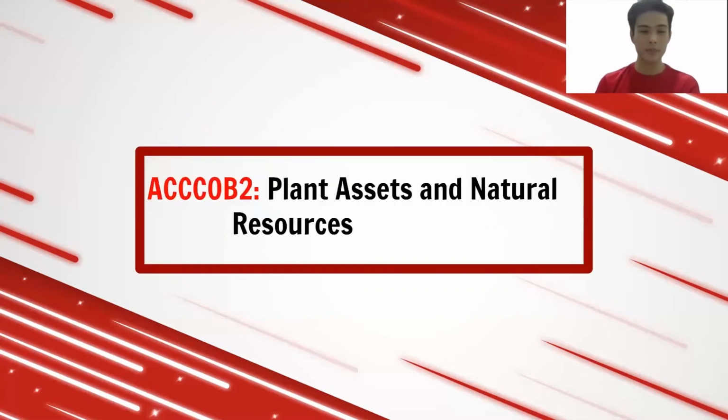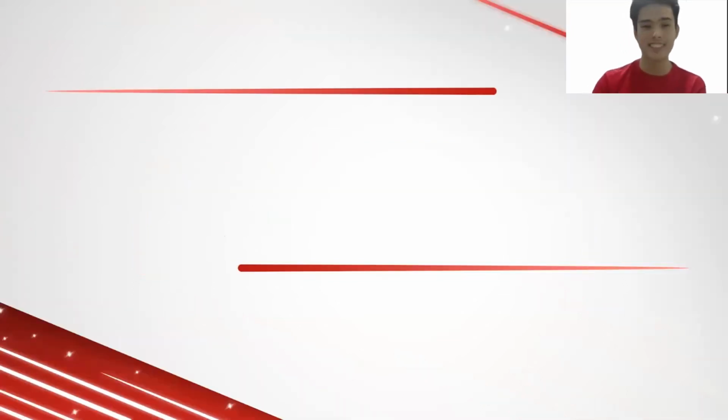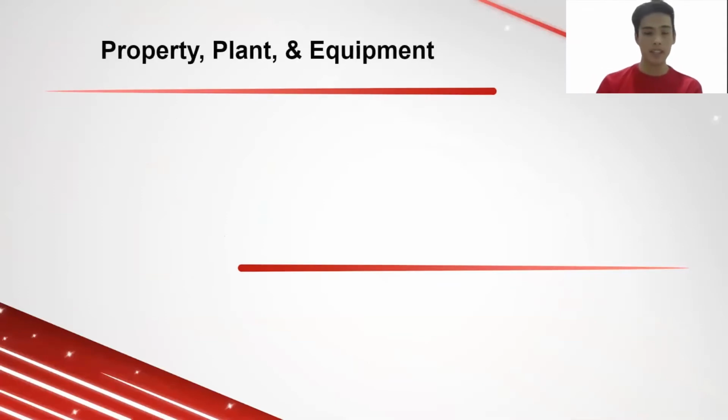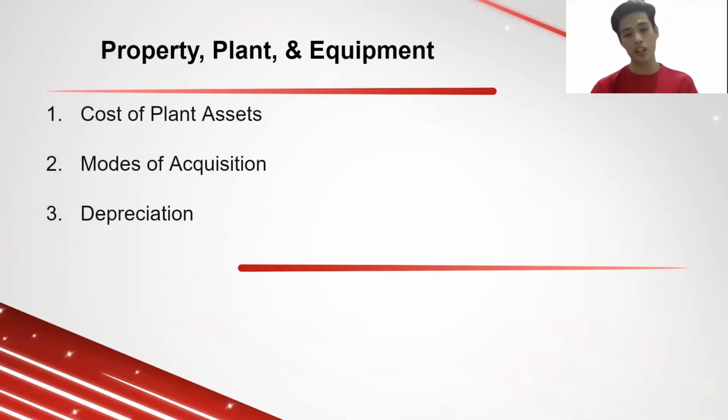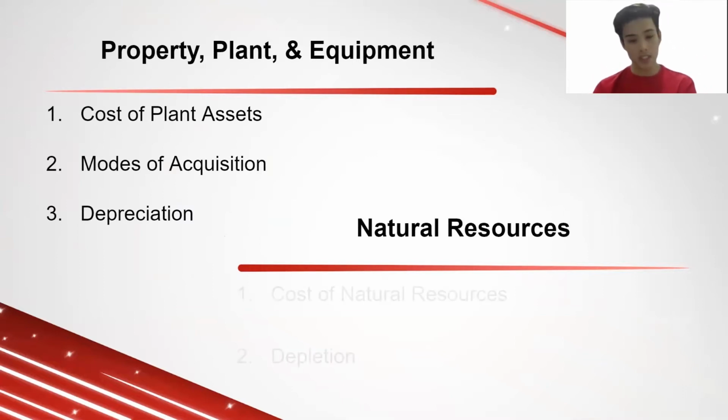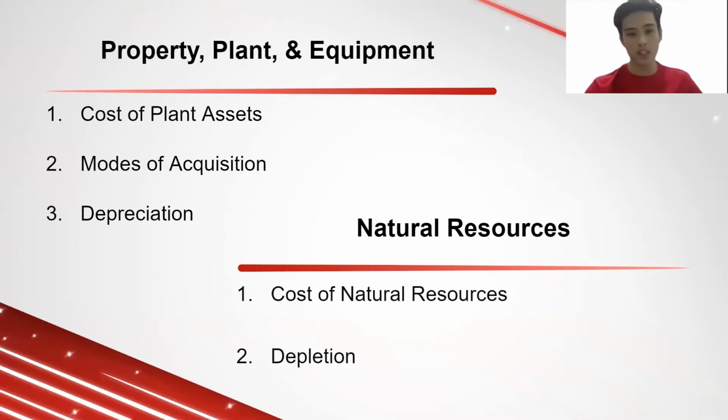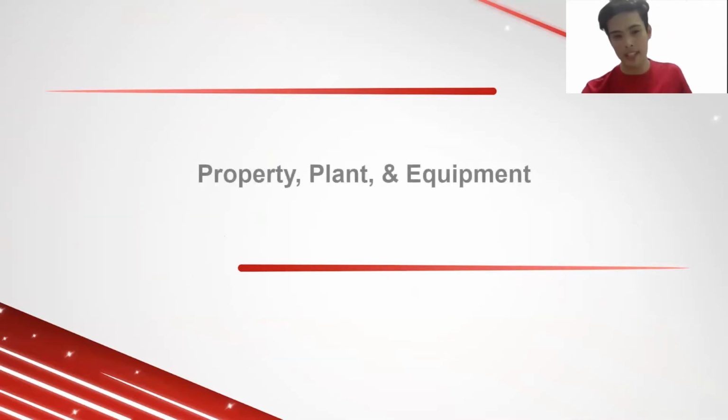As you might have guessed from the title card, we'll be talking about financial accounting, or as you may know it, ACCOB2. Specifically, its lesson on plant assets and natural resources. How fun. Now, obviously, in this review, we'll be talking about property, plant, equipment, under it, its cost, its various modes of acquisition, its depreciation. And as you might have guessed as well from the chapter's name, we'll also be talking about natural resources, its cost, and its depletion.